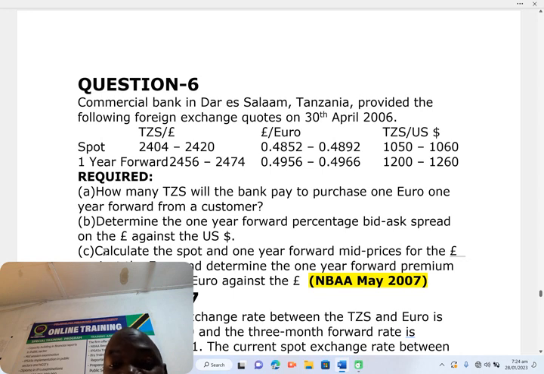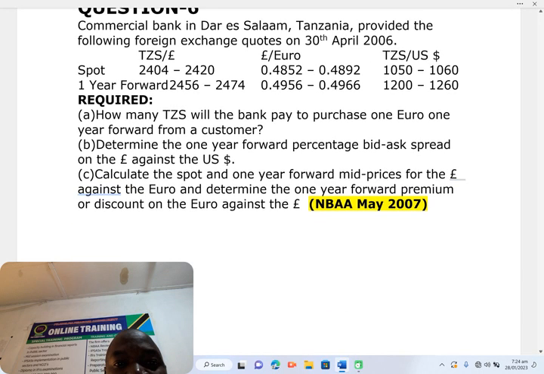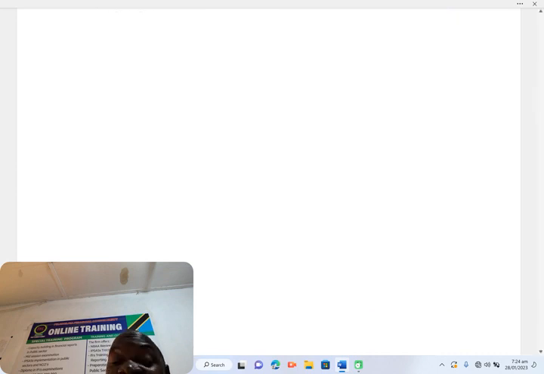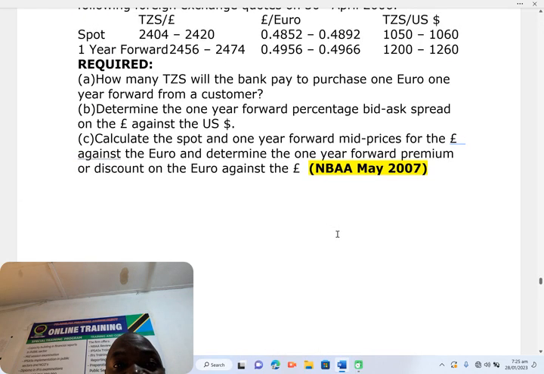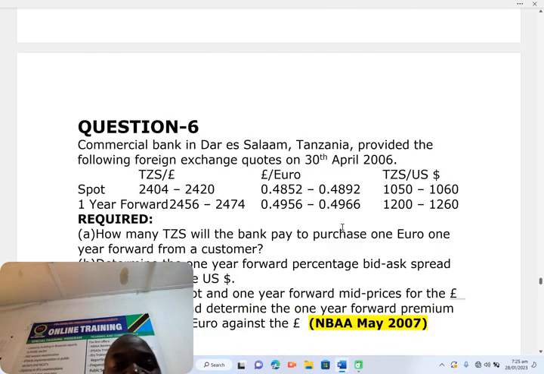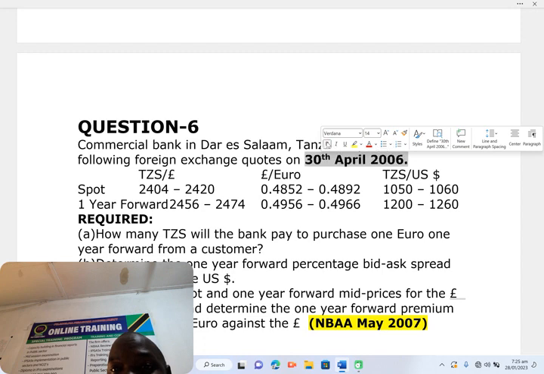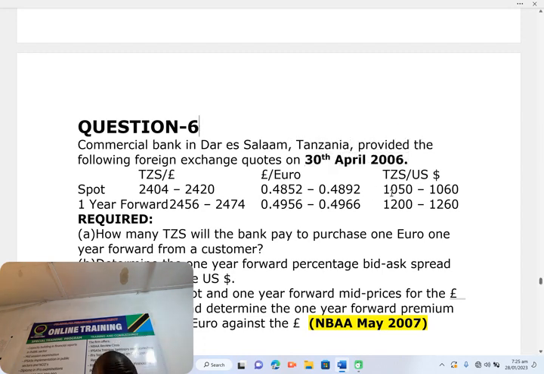How about this number 6? Also on May. So remember, Forex comes up a lot. Meaning if you study Forex you must meet a question. Just look at one exam with all these questions. Okay, the Commercial Bank in Dar es Salaam, Tanzania, provides the following foreign exchange quotation on 30th April. Is it okay?